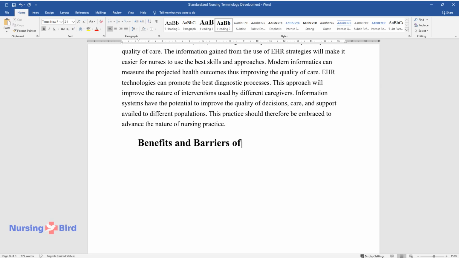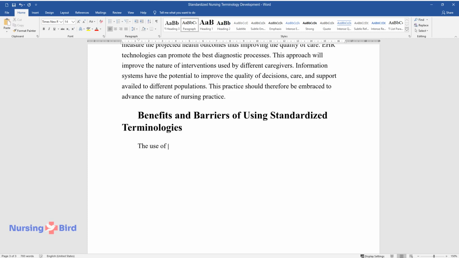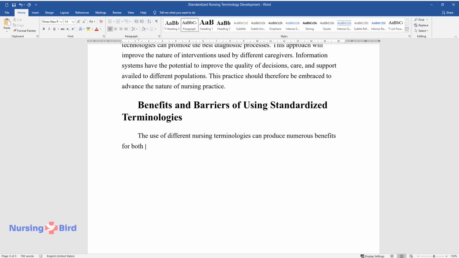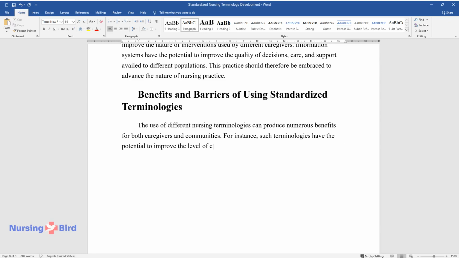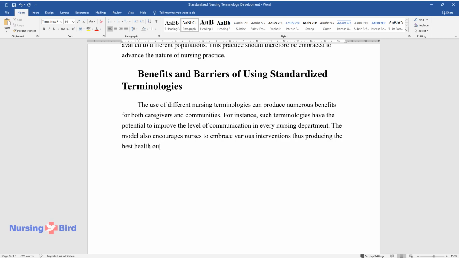Benefits and barriers of using standardized terminologies. The use of different nursing terminologies can produce numerous benefits for both caregivers and communities. For instance, such terminologies have the potential to improve the level of communication in every nursing department. The model also encourages nurses to embrace various interventions, thus producing the best health outcomes.